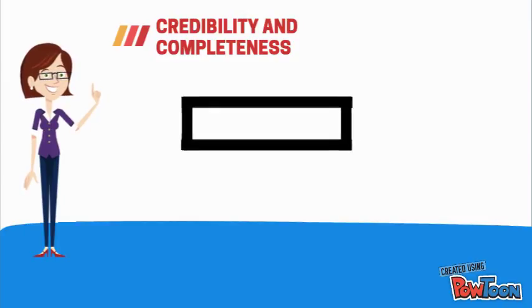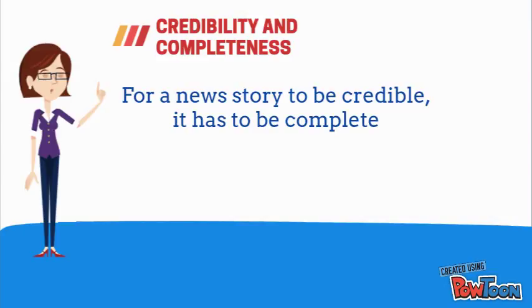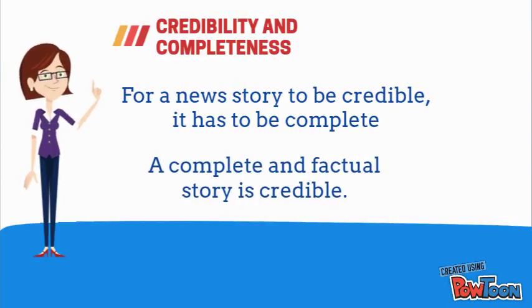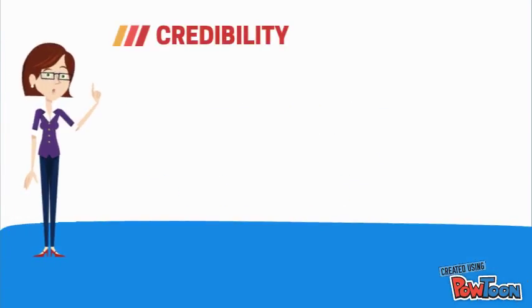Credibility and completeness. The last two C's come as a package. For a news story to be credible, it has to be complete. A complete and factual story is credible. Credibility is also established if the news story strives to be fair and not biased.